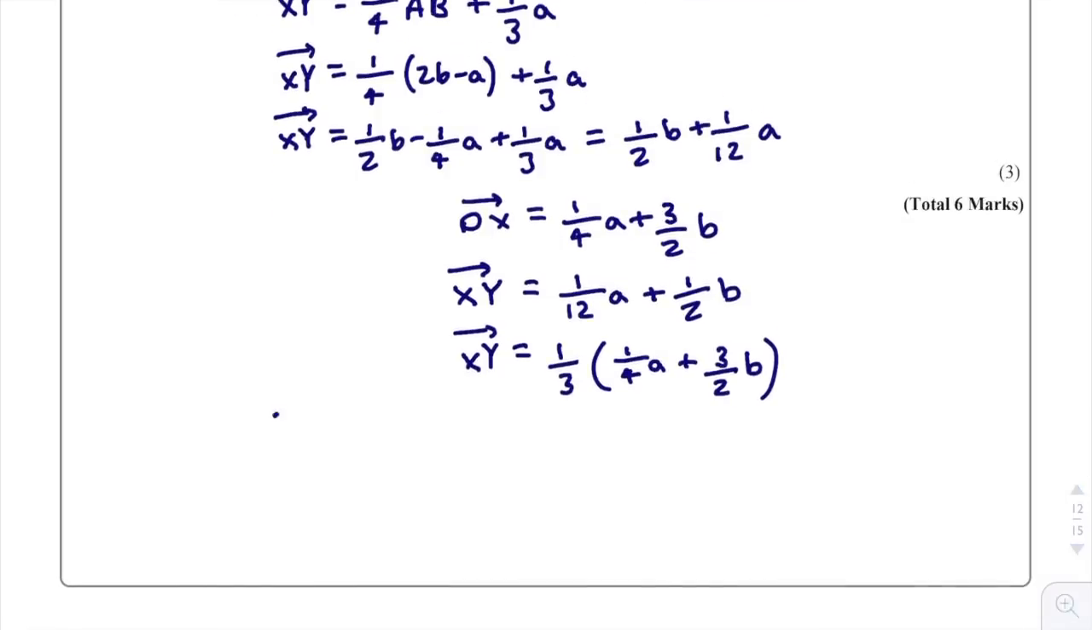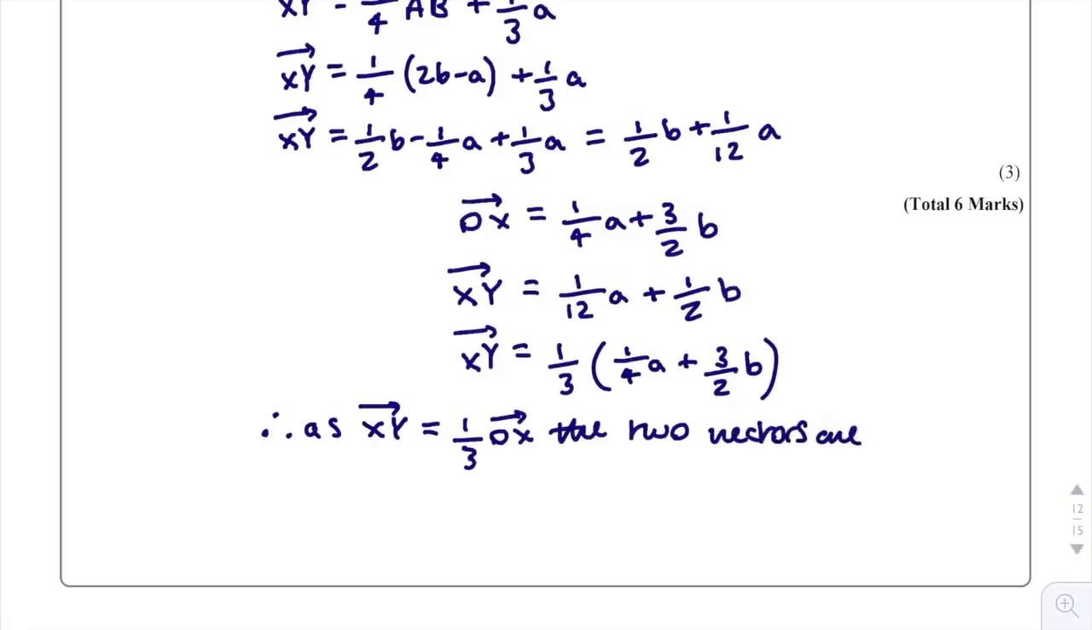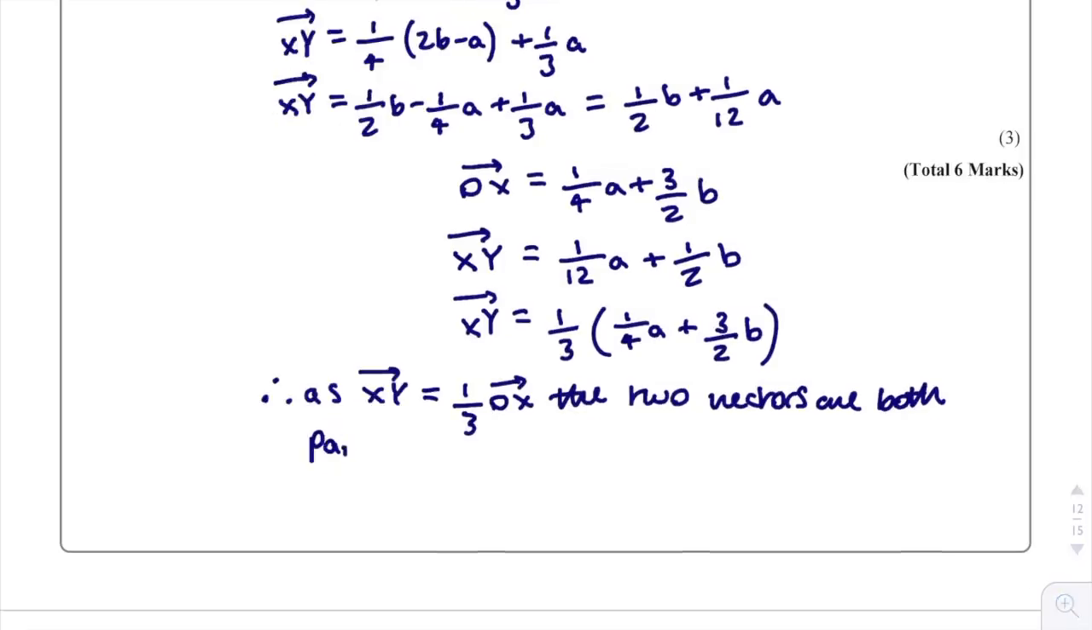So you can say, therefore, as the vector X to Y is equal to a third of the vector O to X, the two vectors are both parallel.